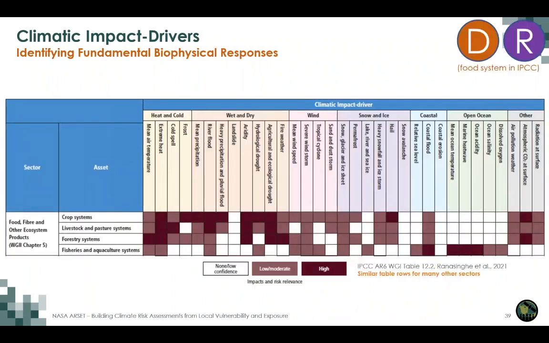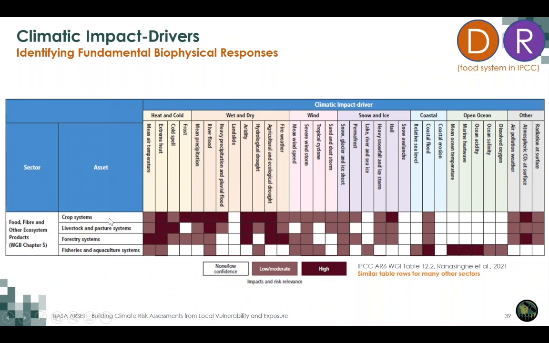One thing that we did within the IPCC is we broke each of these CID categories down in terms of how they affected different systems that we care about. So here is a segment of a much larger table that you can find in this IPCC Working Group 1, Chapter 12. And what we've done is we've broken down the food system here, and you can look at the crop systems, the row crops that you might find in a farmer's field, livestock and pasture systems, agroforestry systems, and fisheries and aquaculture systems. And you'll see that each of these has a different profile in terms of the climatic impact drivers that light up as being of high relevance, or at least low and moderate relevance to those systems.